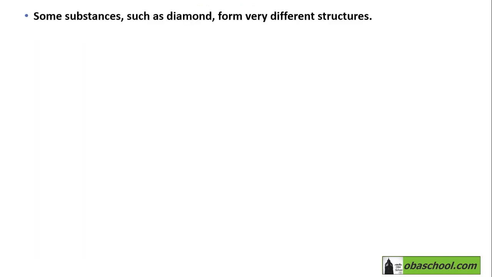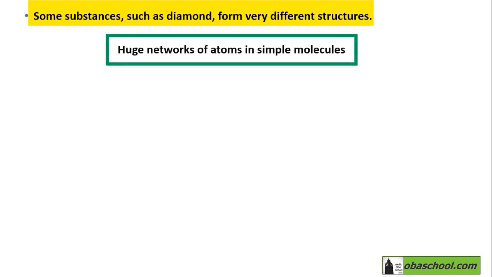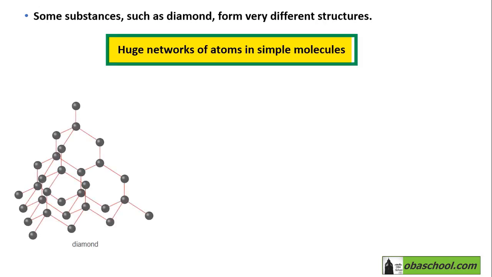Many covalently bonded substances are made up of individual molecules. However, some substances, like diamond, form very different structures. These do not have a relatively small number of atoms arranged in a simple molecule. Instead, they form huge networks of atoms held together by strong covalent bonds, and this is what we call a giant covalent structure.